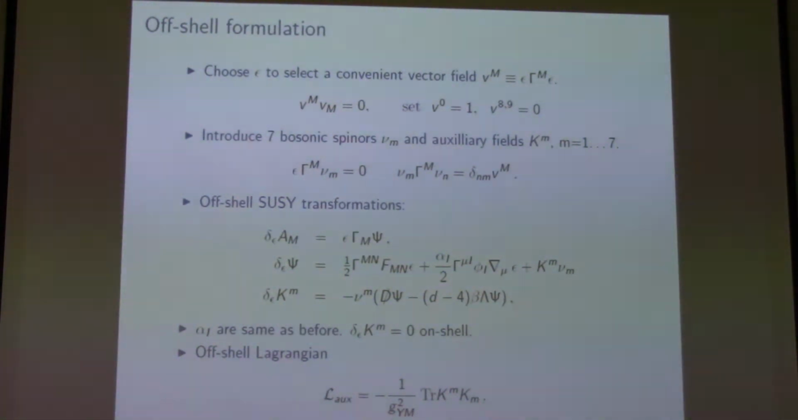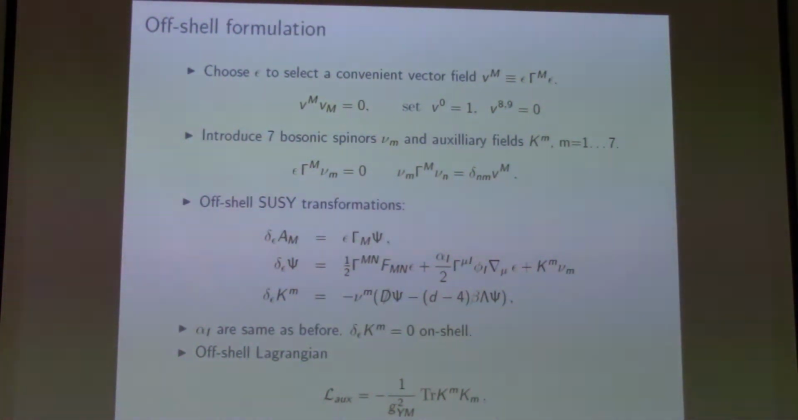Remember, I have one time-like direction, the V0 direction, but V0 corresponds to a compactified direction. We're going to normalize this epsilon such that V0 is equal to 1, so that the inner product of all the spatial directions, including the compactified directions, is equal to 1.